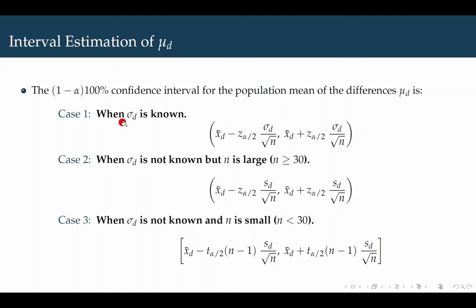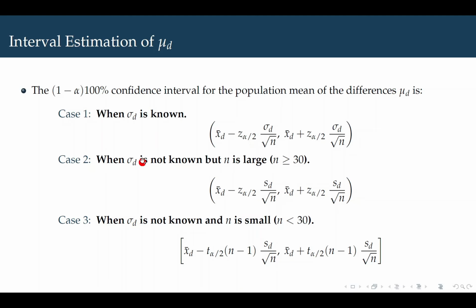Therefore, when the population variance or population standard deviation of the difference is known, the critical value or tabulated value for the confidence interval is based on the normal distribution, specifically the standard normal distribution. Therefore, here we have alpha over 2.